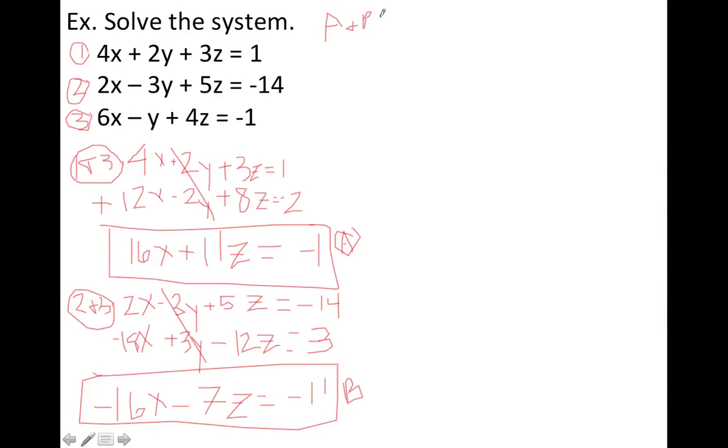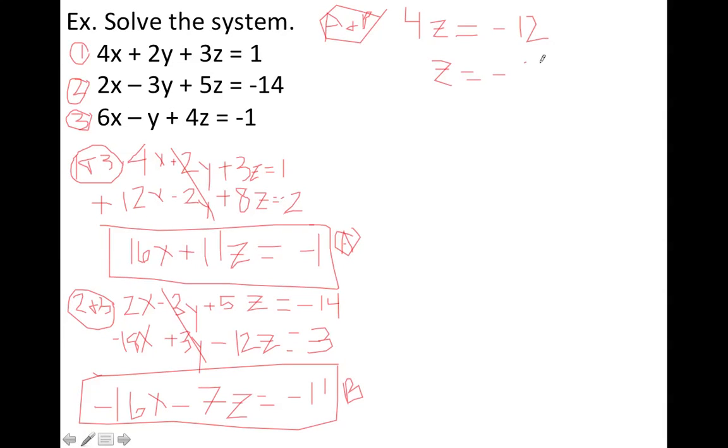Now it made it easy on us for this one because if you look, we have a positive 16x in a and a negative 16x in b, so all we have to do is add up those two equations. So when we add up our x's, negative 16 plus a negative 16 is gone. 11 plus a negative 7 is 4z. And that equals negative 1 plus negative 11 is negative 12. And now we're down to one variable. So we solve this out for z, and we get z equals negative 3.